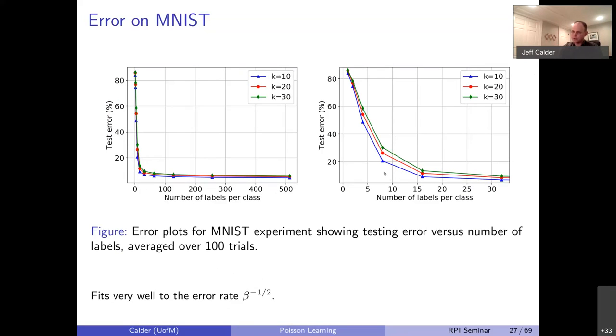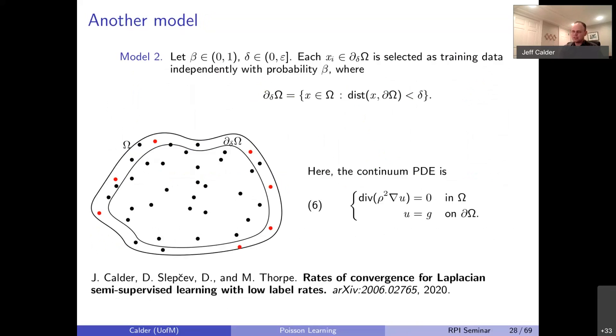So it fits very well to what our theorem says, even though the theorem isn't exactly in the case of classification. We also looked at this for a slightly different model where you only label the points in some boundary strip. And you get a similar result, but the PDE is just the Dirichlet problem now. And if you want to read these results and the proofs, I'll leave you to look at our recent arXiv preprint from this year. This is joint work with Dejan Slepčev and with Matthew Thorpe.